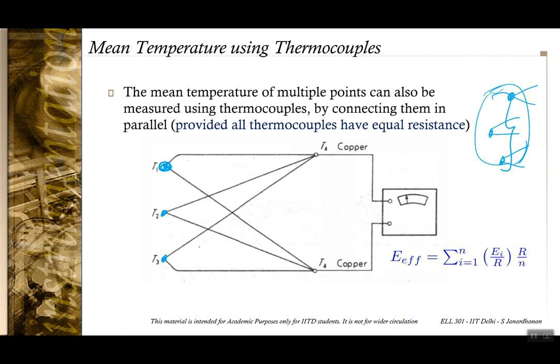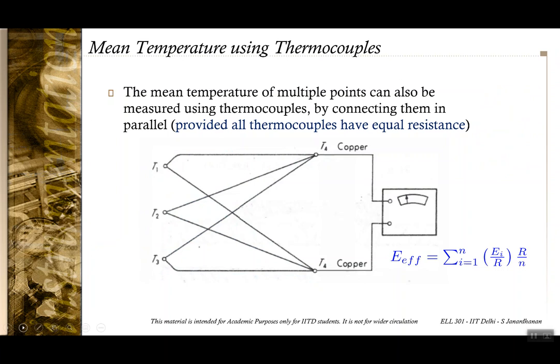Okay, so to get an average temperature too, you can use multiple thermocouples. Here you have different temperatures at different points of the hot body, and the cold junction is kept at the same temperature, and all these thermocouples are joined together.